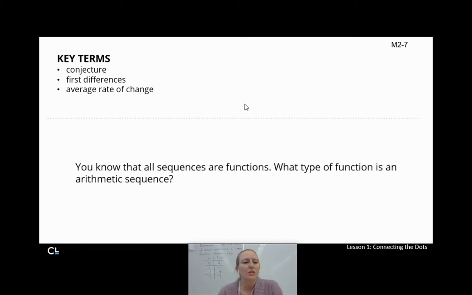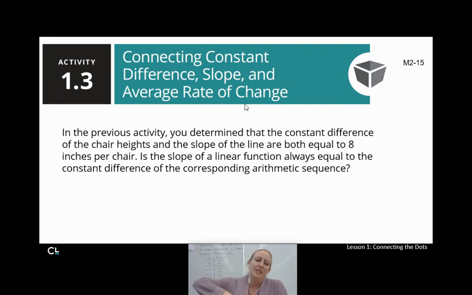So again, we know all the sequences are functions. We now know that our arithmetic sequences give us linear functions. So let's start connecting all of this. Constant difference, slope, average rate of change, they're all connected. So in the last activity, you determined that the constant difference of the chair heights and the slope of the line were both equal to 8 inches per chair, right? We were stacking our chairs and we're like, hey, our constant difference is 8. And then we realized when we put it into function form that it was a linear function with a slope of 8, that our constant difference and our slope were the same. So is the slope of a linear function always equal to the constant difference of the corresponding arithmetic sequence?